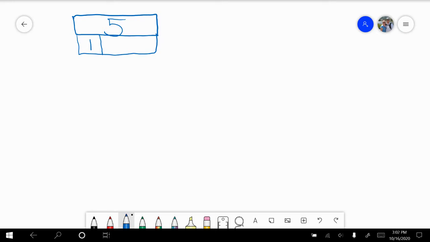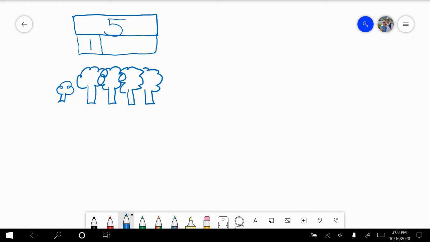In order to draw this, I'm going to draw 5 trees. One of those trees I'm going to draw short. Here's 1 tree, but I got to keep counting to 5, and now these are tall. 2 trees, 3 trees, 4 trees, and 5 trees. So 1, 2, 3, 4, 5 trees. Just like the problem says.